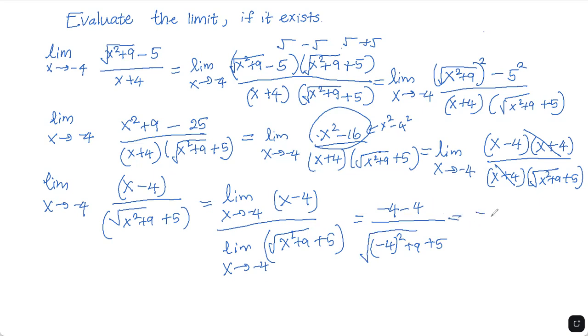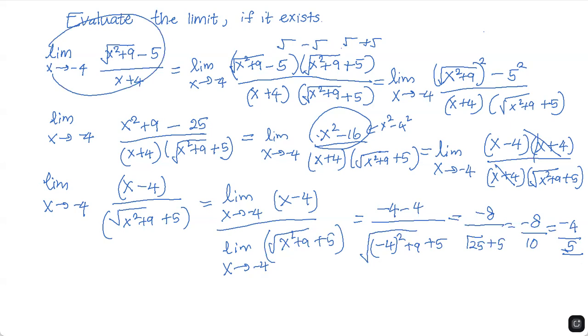This one equals -8 over 4 squared is 16 plus 9, right? Which is the square root of 25 plus 5, which is -8 over the square root of 25 plus 5, which is 5 plus 5 is 10. So you can simplify this one a little bit, which is -4 over 5. So the limit of this function equals -4 over 5.